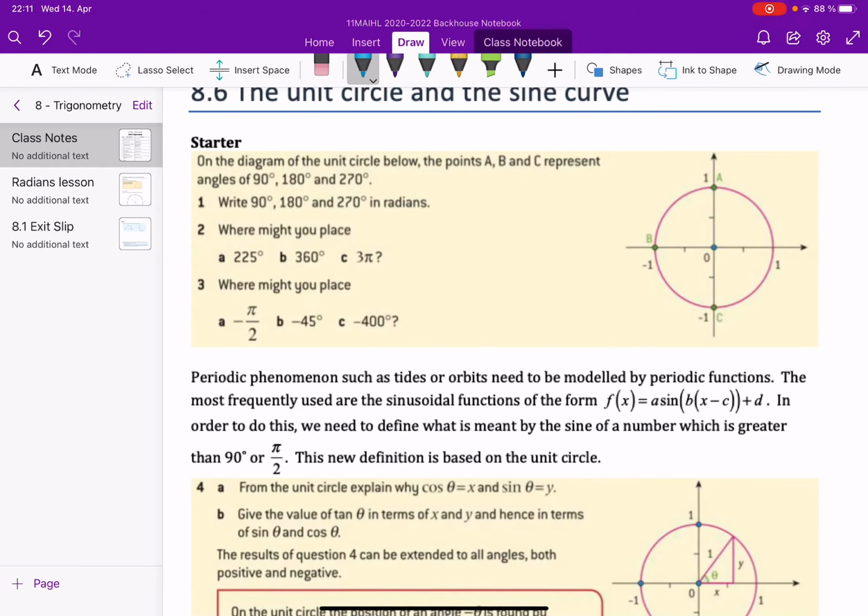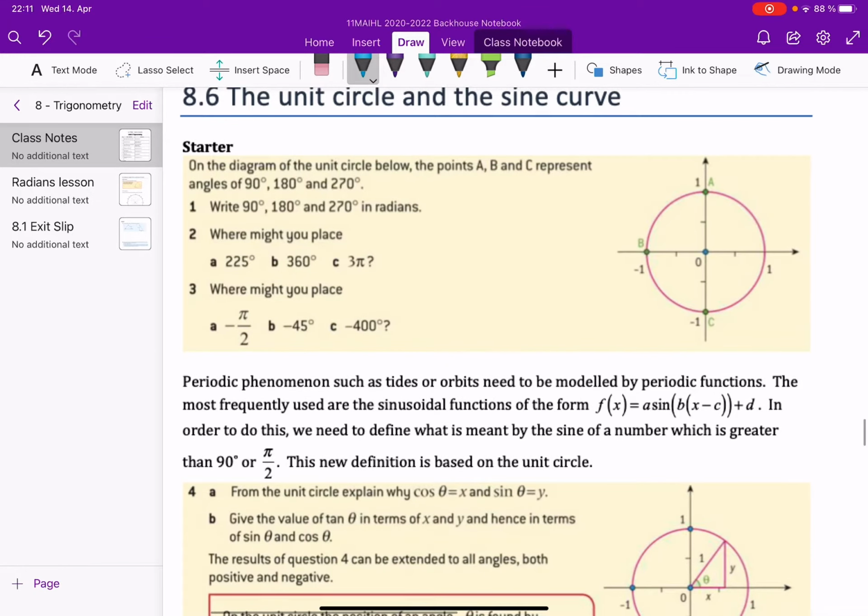So there is a starter first of all, which is just reviewing what a radian is. On the diagram of the unit circle below, so a circle with a radius of 1, hence it's called a unit circle, the points A, B and C represent angles of 90 degrees, 180 degrees and 270 degrees. Just a quick reminder, all angles are measured from the positive x-axis and they're measured anti-clockwise. If you want to, you can try and research a bit and find out why that is. Why isn't it clockwise like a clock, like we tend to think of as our default? Okay, so write 90 degrees, 180 degrees and 270 degrees in radians.